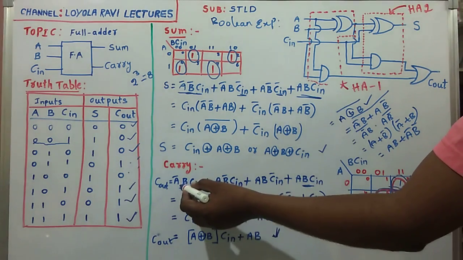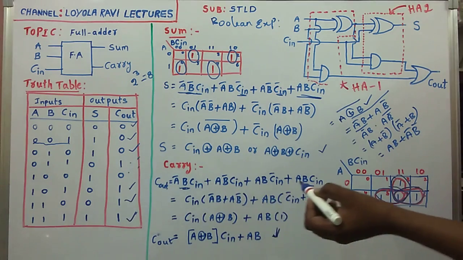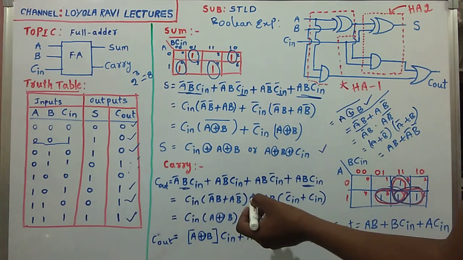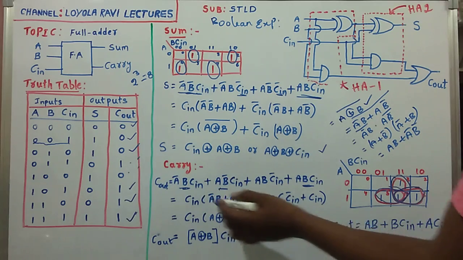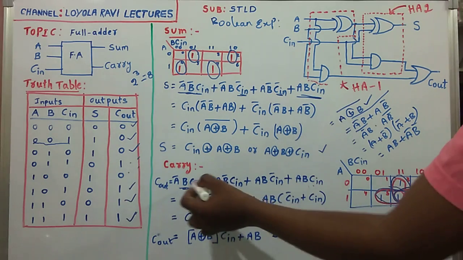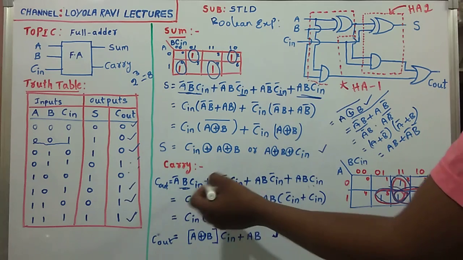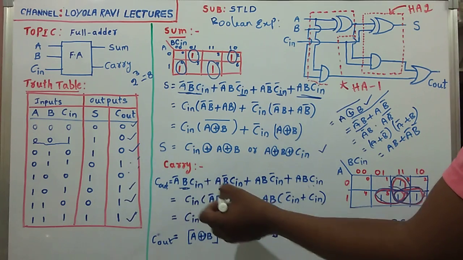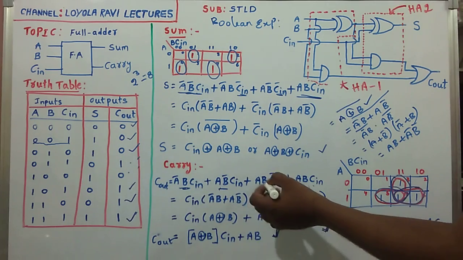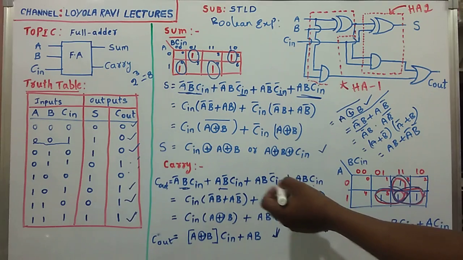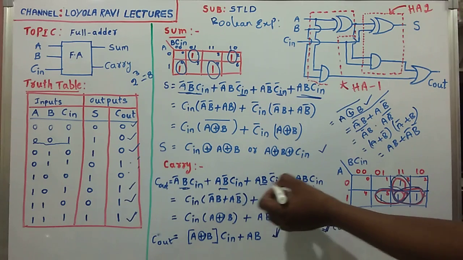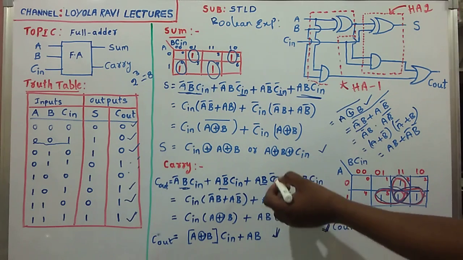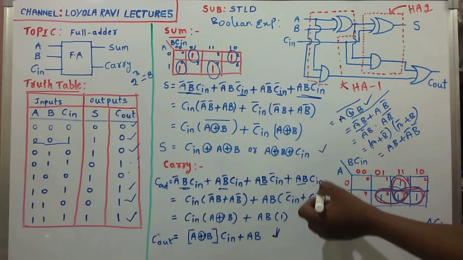Here we have A bar B, C in I am taking common. Okay, first two terms, not first and last term. From the first two terms I am taking C in common: C in (A bar B plus A B bar), plus in the last two terms I am taking A B common. Here A B we have, here A B we have. A B I am taking common, C in bar plus C in.